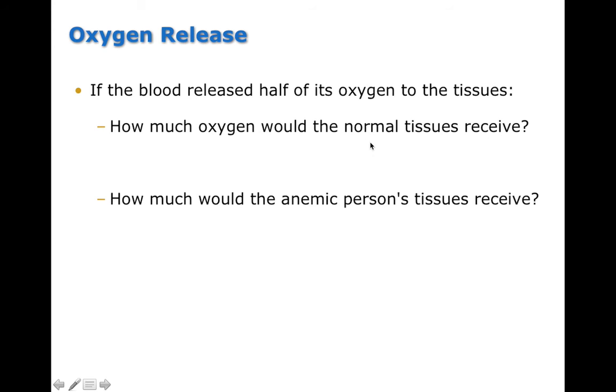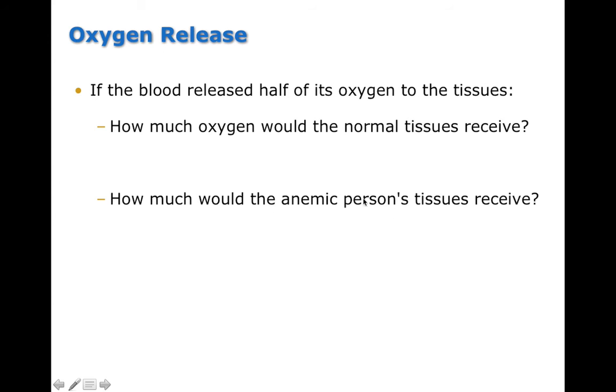Well, essentially this would depend on what the oxygen hemoglobin dissociation curve tells us, right? So if blood released half of its oxygen to the tissue, this could be something like 20 millimeters of mercury of oxygen, or like 20% of hemoglobin saturation. It really just depends on what the curve is. And this next question says, how much would an anemic person's tissues receive? Well, obviously not as much as a normal individual, because if you have 20 milliliters of oxygen per 100 mils of blood, and you release half of that in the tissues, then the person might get as much as 10 mils of oxygen into those tissues.